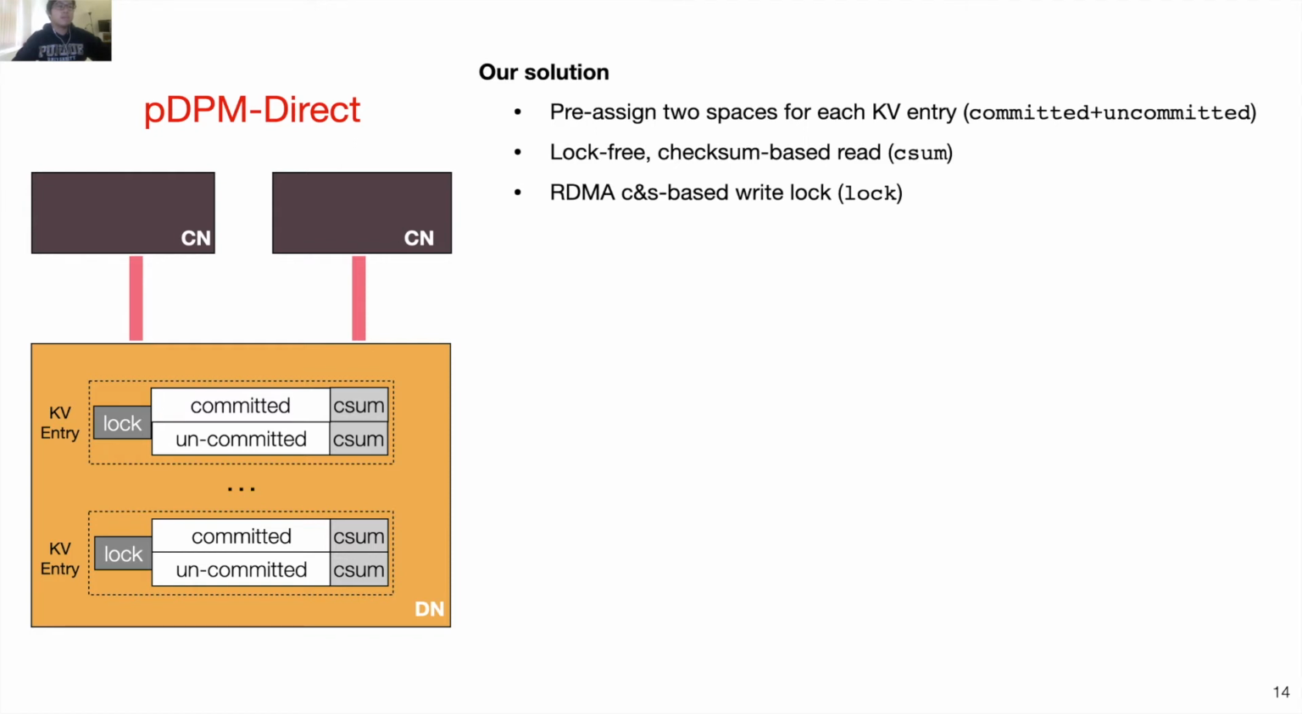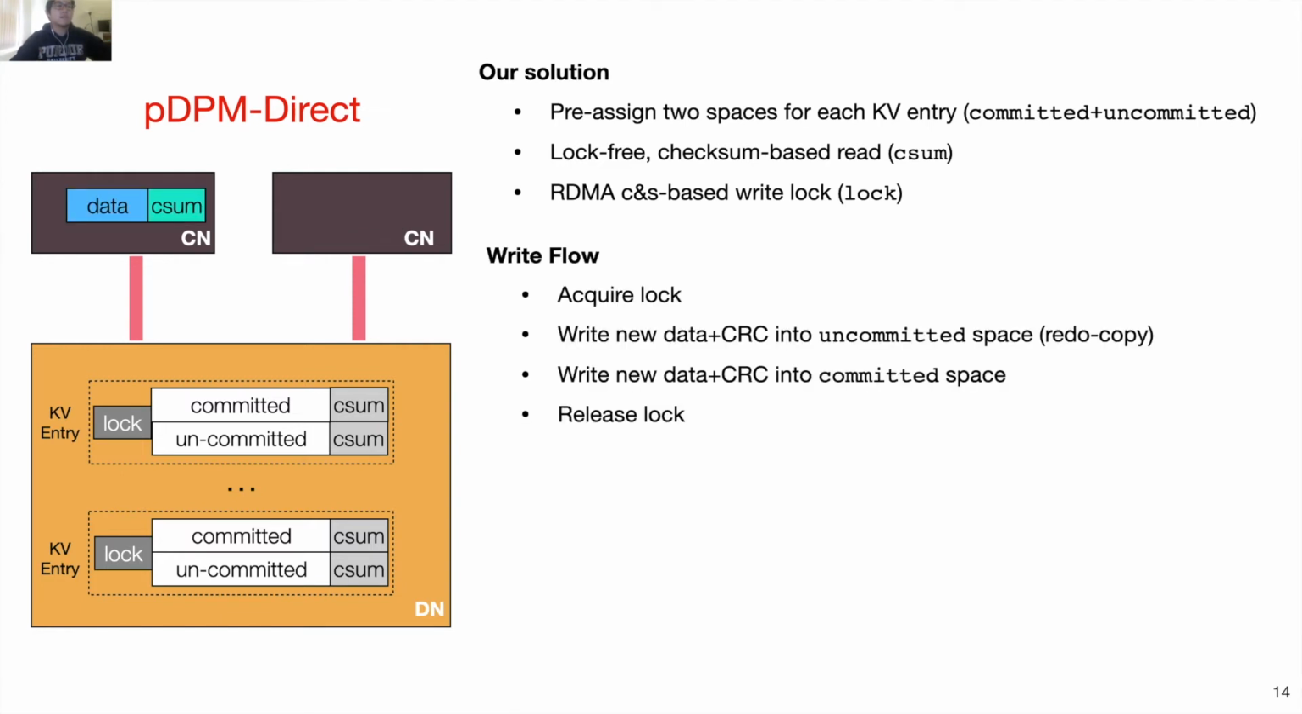These read and write mechanisms require no coordination across CNs, which enable good performance with the pDPM direct model while delivering our synchronization guarantees. To perform writes, CN first uses RDMA compare and swap to acquire the remote lock. Once acquired, CN will use RDMA write to write the data and checksum into the uncommitted space, serving as a redo copy if a crash happens in the middle. After that, CN uses another RDMA write to write the data and checksum into the committed space. At last, CN uses a final RDMA write to unlock the remote entry.